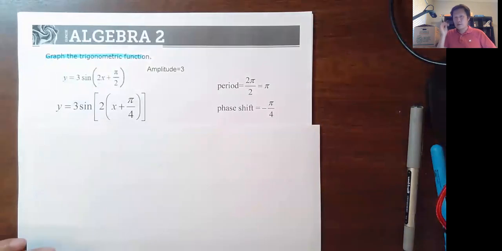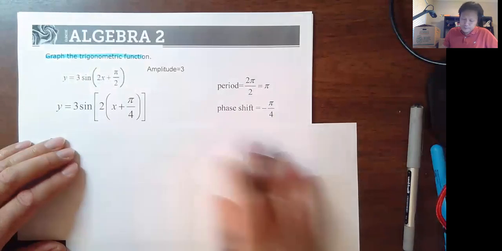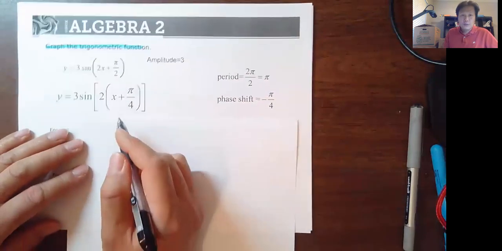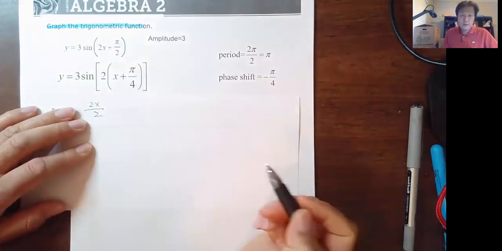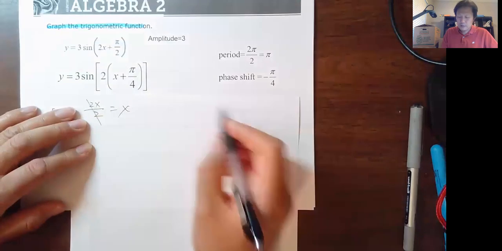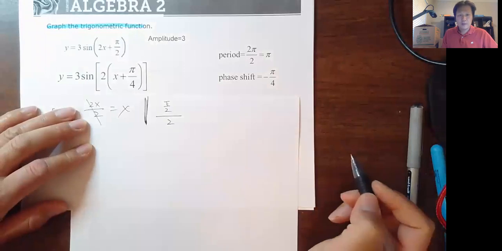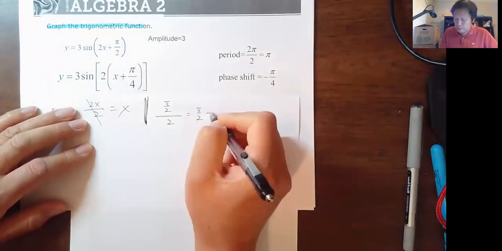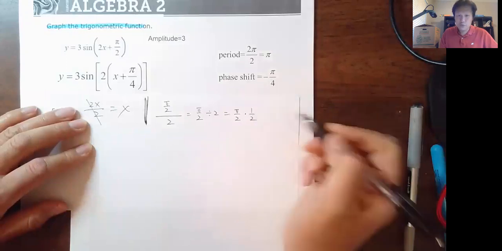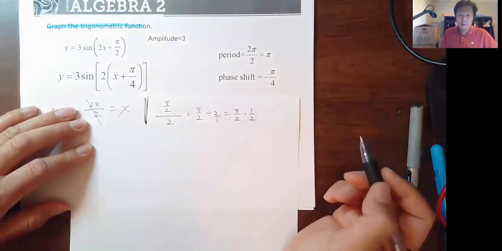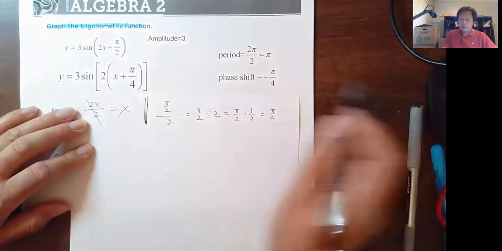If you have a little trouble factoring that out, here's the work. 2x, factor out 2 means divide by 2, so the 2 cancels out and it becomes x. Pi over 2, factor out 2 means divide by 2. That's the same as pi over 2 divided by 2, which is the same as pi over 2 multiplied by 1 over 2, because 2 is the same as 2 over 1. That's the same as pi fourth. That's why you have a pi fourth.